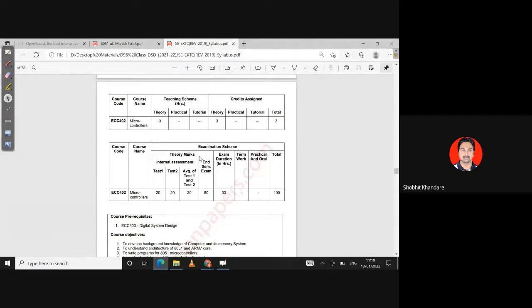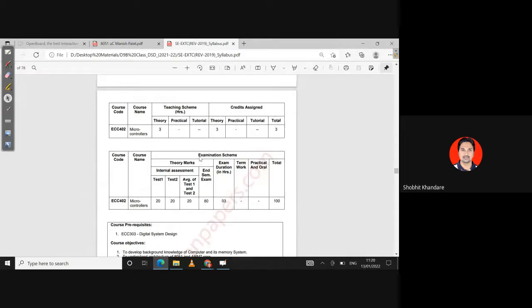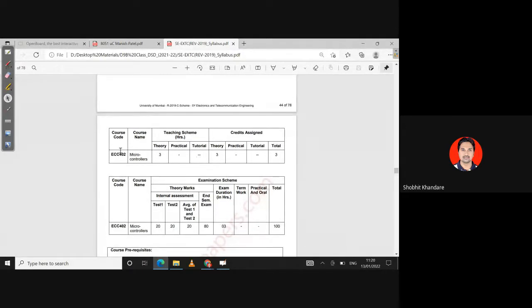So you should know what topics we are going to cover and what two types of microcontroller we will be covering. First is the 8051 microcontroller and the second one is ARM7. We have dedicated modules on 8051 and dedicated modules on ARM7. Okay, so we will go through that. Before I start, you should know the course code. It is ECC 402. The course name is Microcontroller.